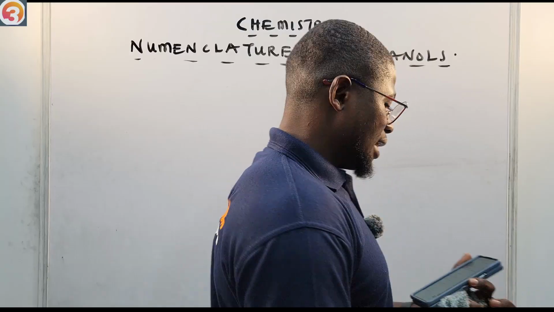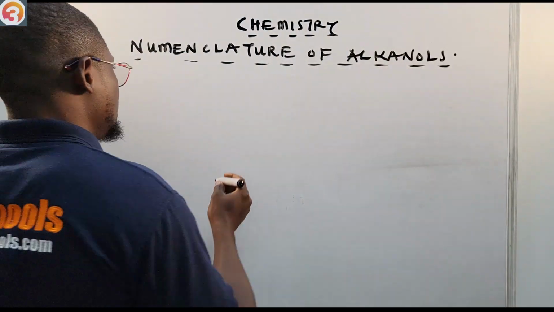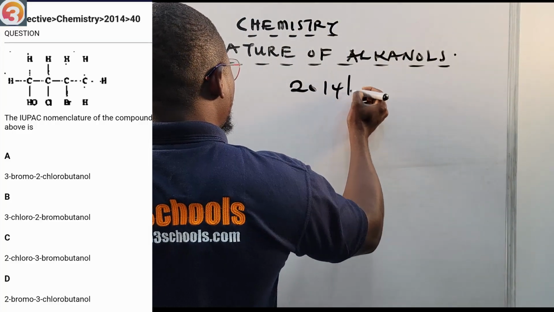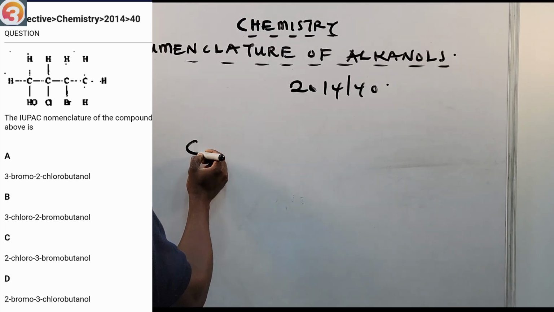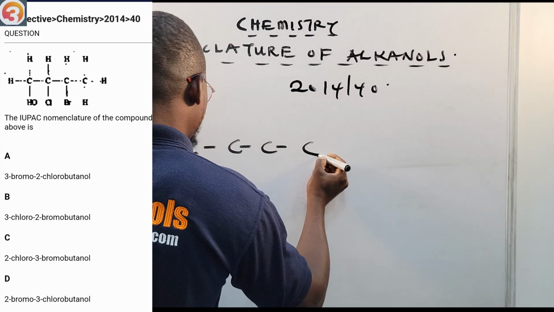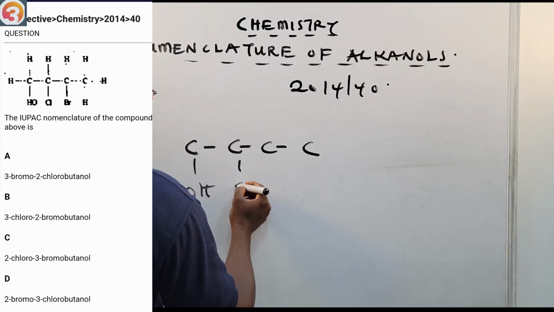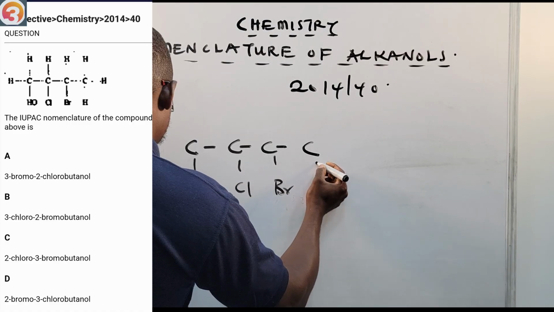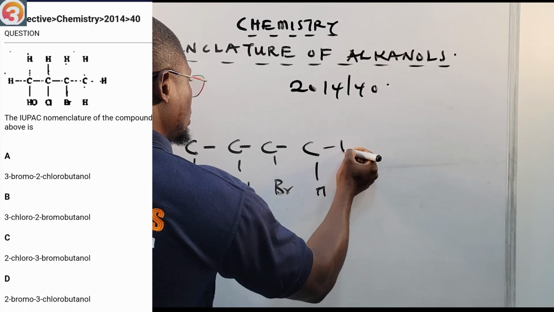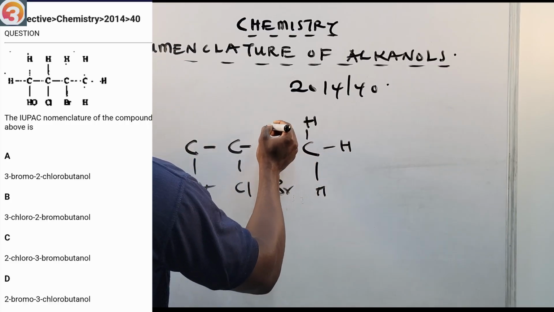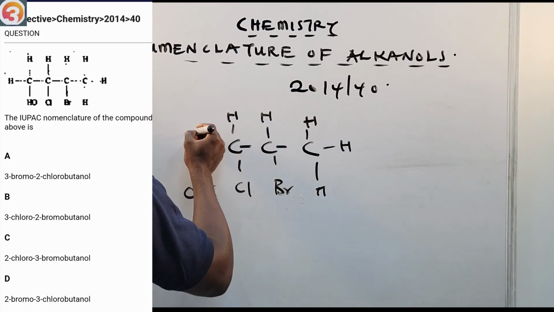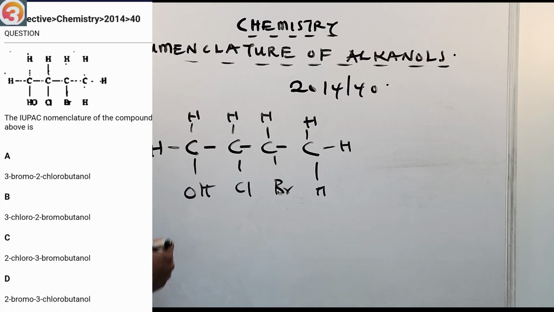So now let me draw that structure. 2014 number 40. Here we have C, here we have OH, here we have chlorine, here we have bromine, here we have H. Let's complete our structure now. H. Simple. So now this is what we have.